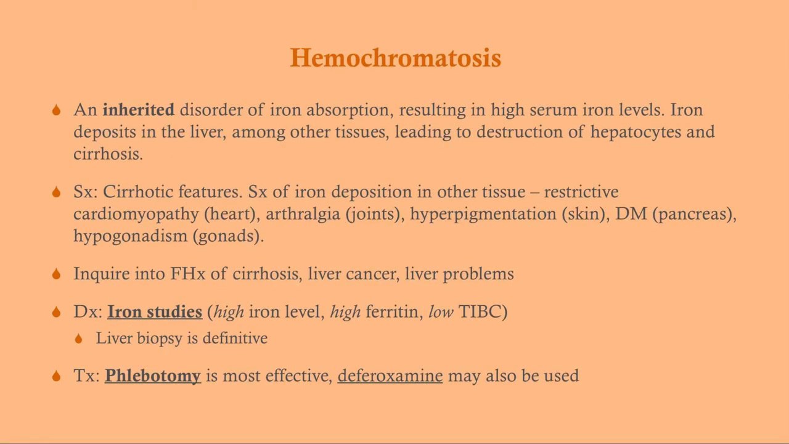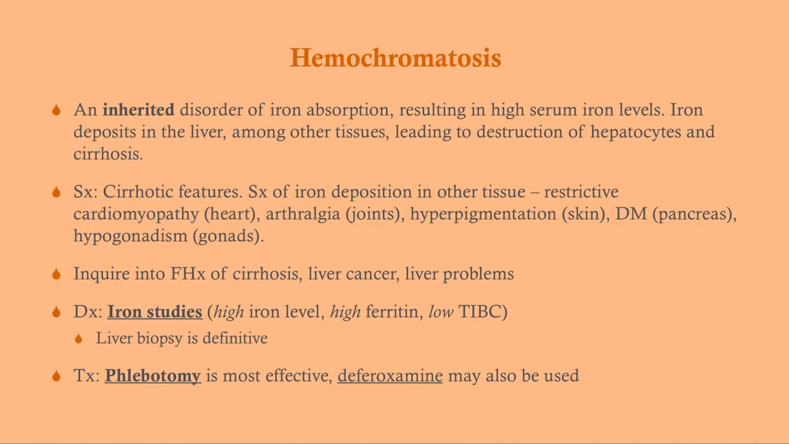Okay, so hemochromatosis. This is an inherited disorder. It's genetic, and it's a disorder of iron absorption. Basically, what happens is your body just absorbs tons and tons of iron. It can't regulate the iron absorption, so you just absorb tons of it. You sit down and eat a big steak. You're eating a lot more iron than you're going to absorb. But these people, they just absorb it all.